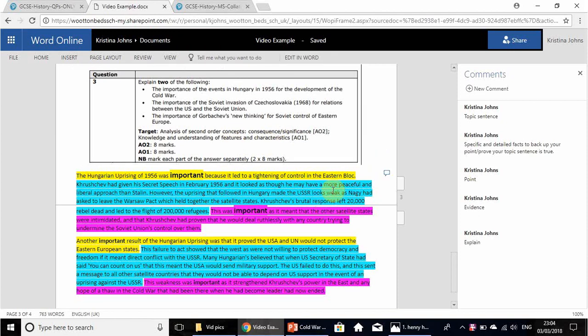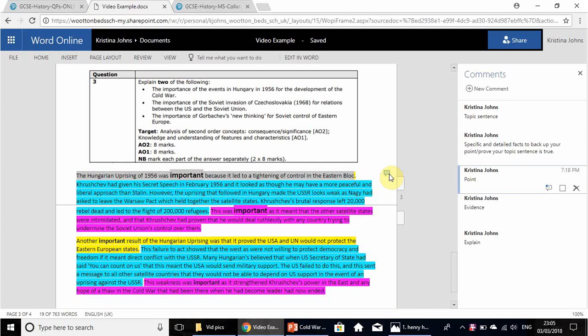Okay, so how do you actually answer it? So this is a classic point, evidence, explained, but the focus of it is on the importance of the event. So let's have a look. My clear point here is that the Hungarian uprising of 1956 was important because it led to a tightening of control of the Eastern Bloc. And then I've given specific facts. I've said that Khrushchev had his secret speech in February 1956 and it looked as though he may be more peaceful and liberal in his approach than Stalin. However, the uprising that followed in Hungary made the USSR look weak as Nagy had asked to leave the Warsaw Pact, which held together the satellite states. Khrushchev's brutal response left 20,000 rebels dead and led to the flight of 200,000 refugees.